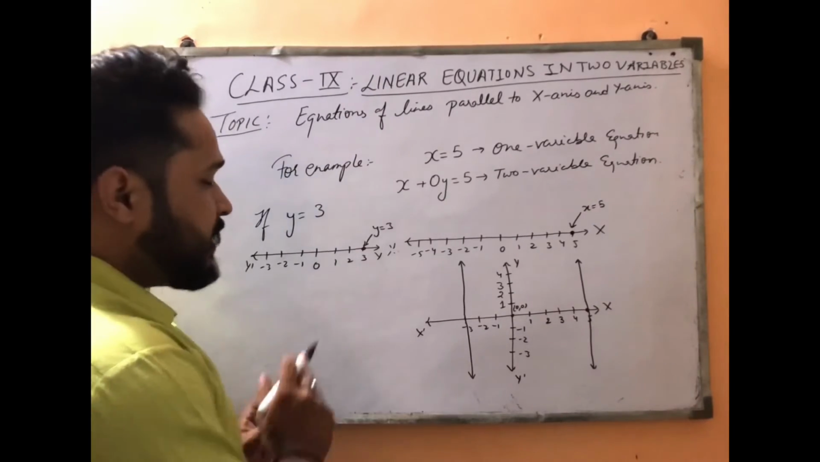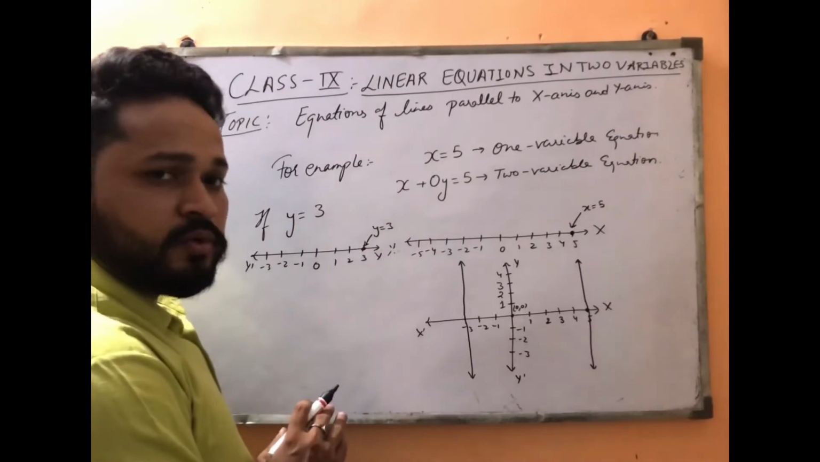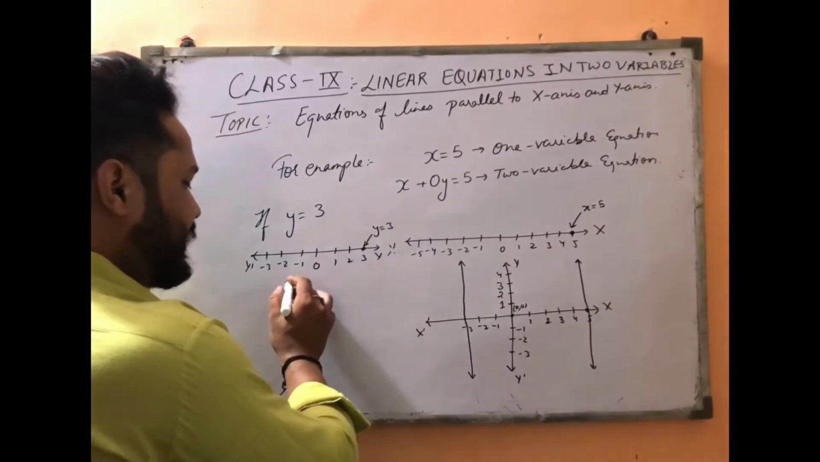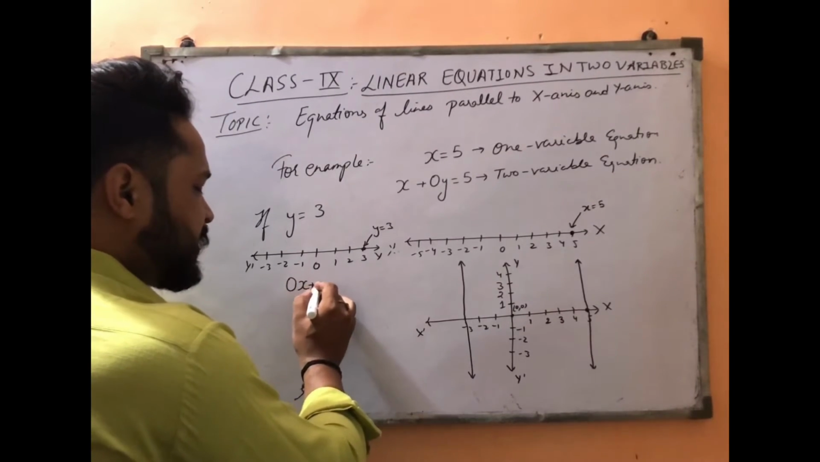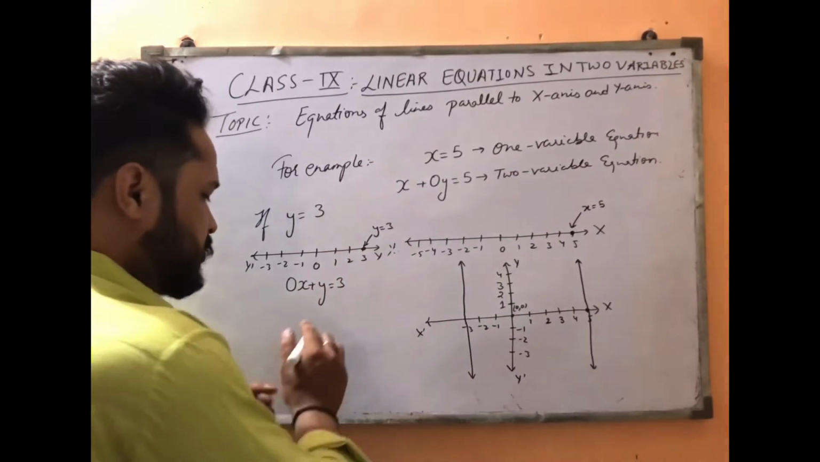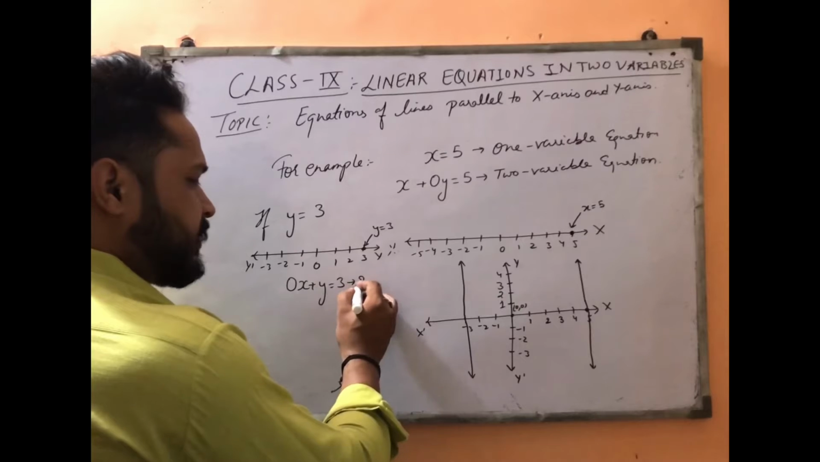But if we convert it into a two variable equation, the missing variable has coefficient 0, so we can write it as 0x plus y is equals to 3. Fine. So similarly, this is a two variable equation.